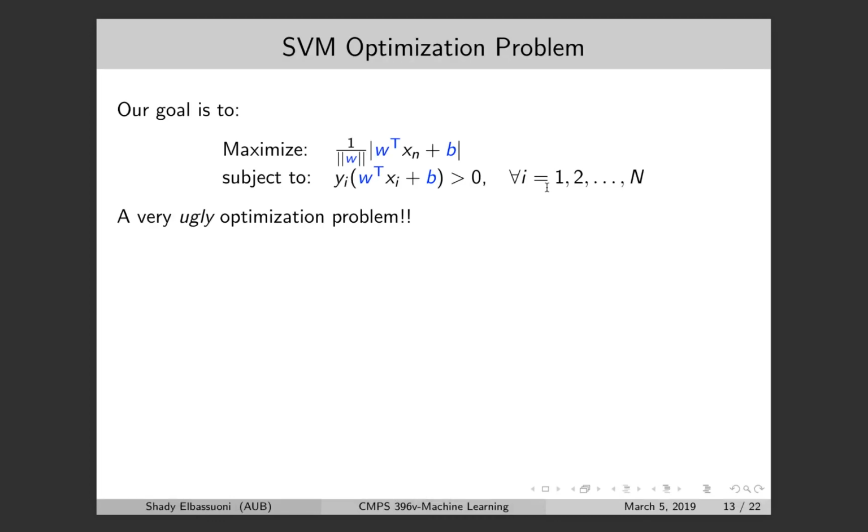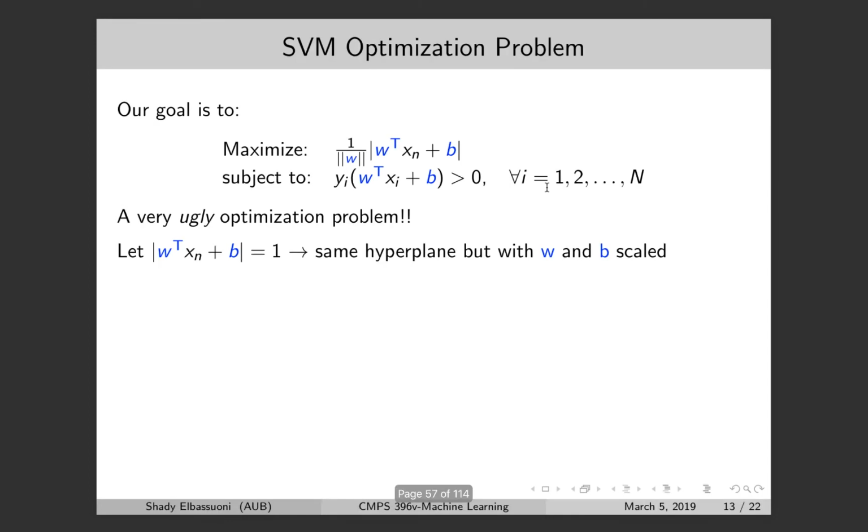This is a very ugly optimization problem, so we're going to simplify it a little bit. We're going to assume that the absolute value of w transpose xn plus b is equal to 1. That's the same hyperplane, with w and b scaled. So you scale w and b, you divide by whatever this value was, the absolute value of w transpose xn plus b, to normalize it to be 1. That tells me that it's the same hyperplane, but with w and b scaled by the same factor.